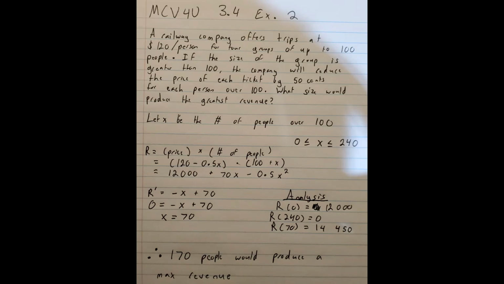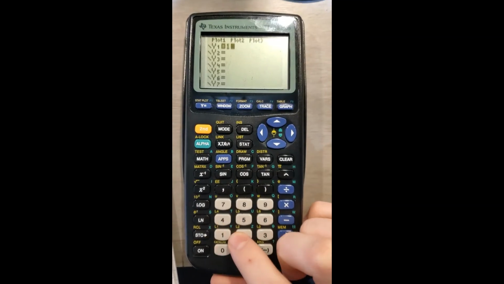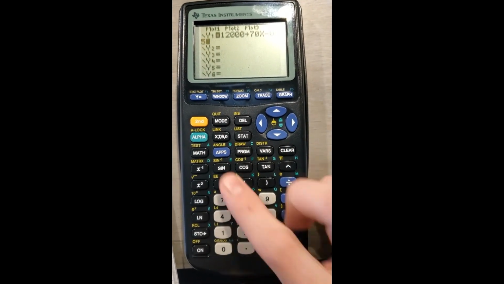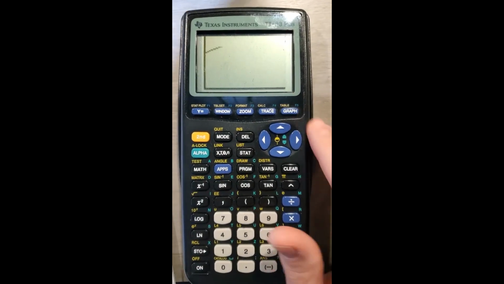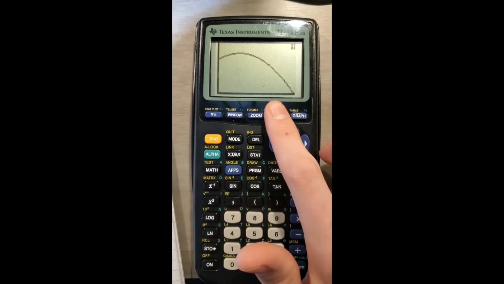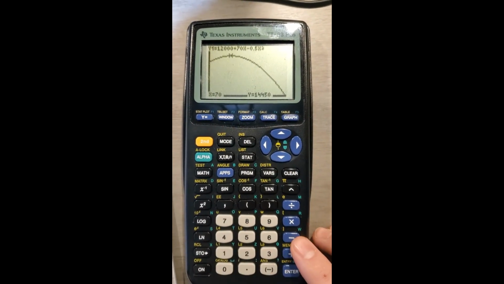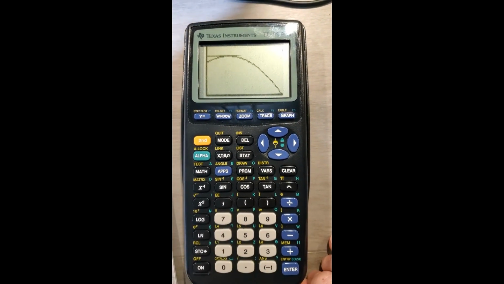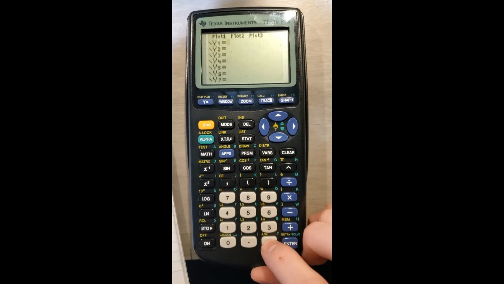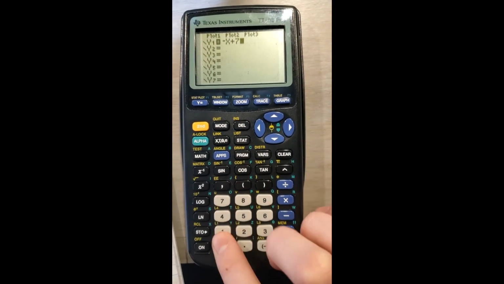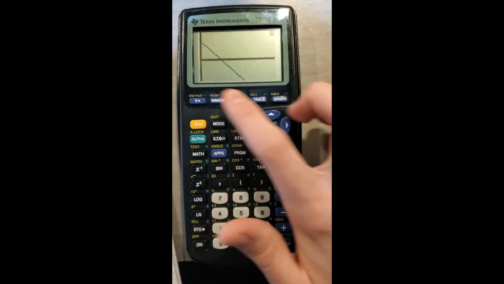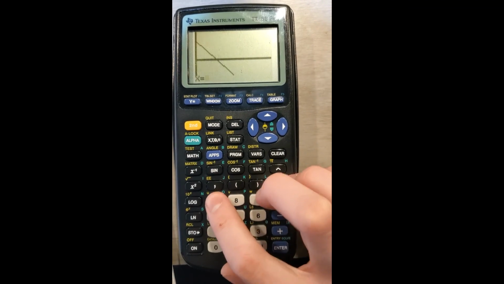We can take a look at the graph as well to prove this. I plug in my revenue function into my GDC and graph. I take the value of the function at 70, and it is $14,450. I draw a tangent at x equals 70, and I see that it is a horizontal line, and we can see that this means that it is our maximum point. I can also take the derivative and plug into my GDC. When I graph this, I take the value of x at 70, and we see that the value is 0, meaning that at x equals 70, the slope is 0.